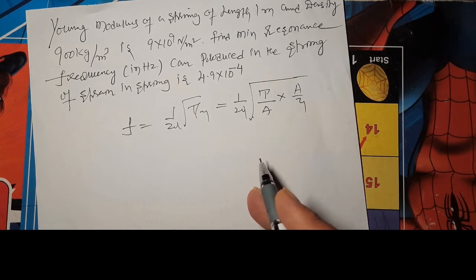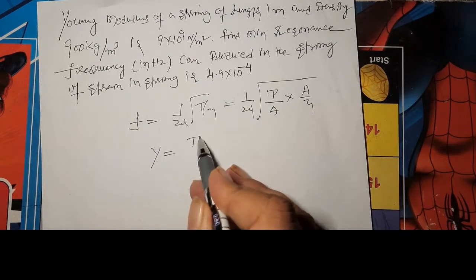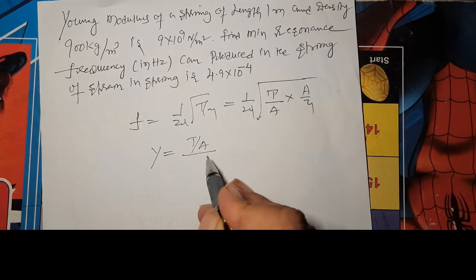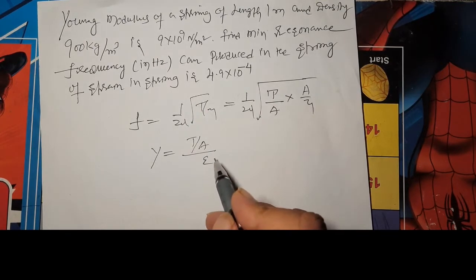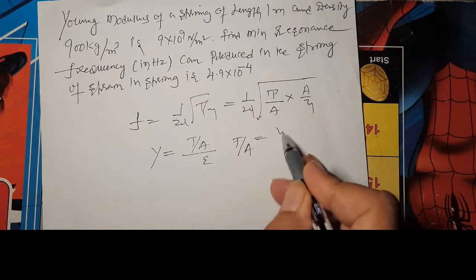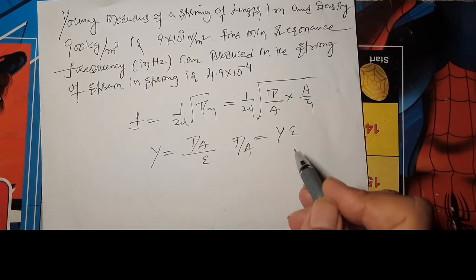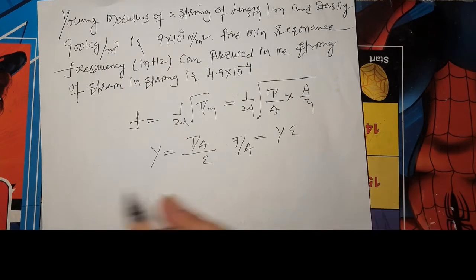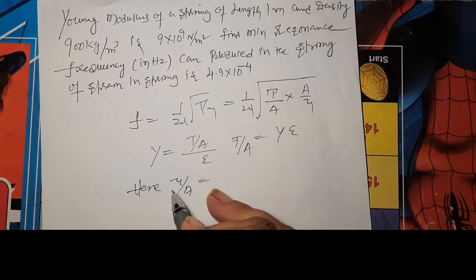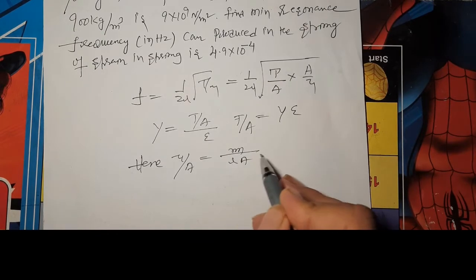Right. Here, Young modulus is equal to what? T by A. That means tension, that is force by A, by strain, the longitudinal strain, which is treated as epsilon. So here T by A is equal to Y into epsilon. Epsilon means what? Strain. Right. Here mu by A. Mu means what? Mass per unit length. Mass per unit length by A.